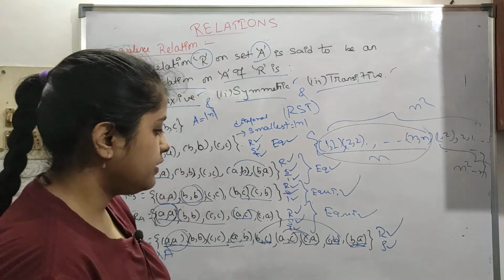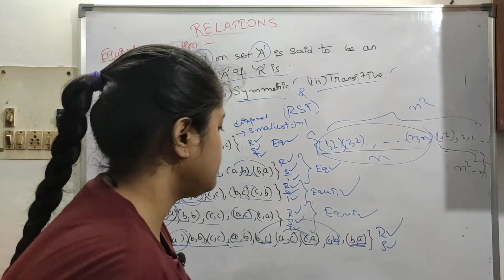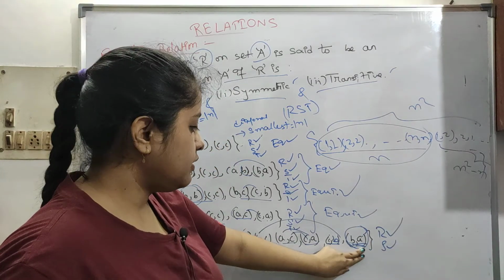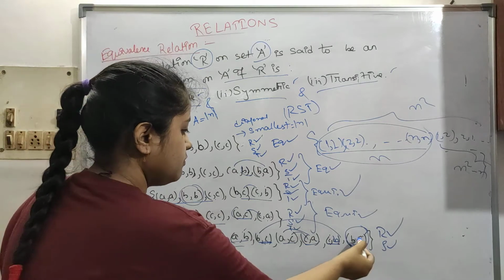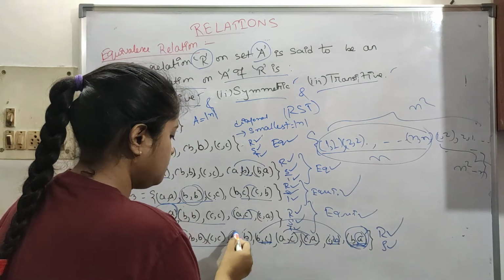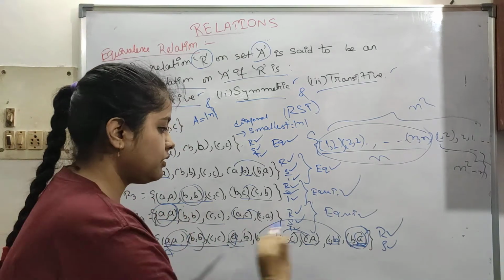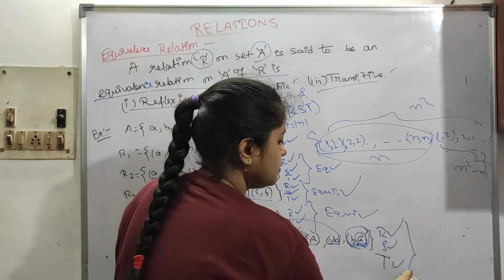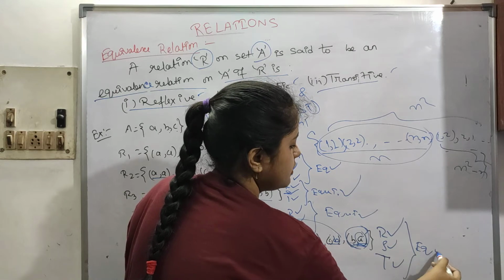Okay, so you can take it similarly like this also. If BA is present, then AB has to be present. So the minimum, this AA is common, so BB has to be present, like this. Anyway, any order you can take. So this is transitive also. So in total, equivalence is true.